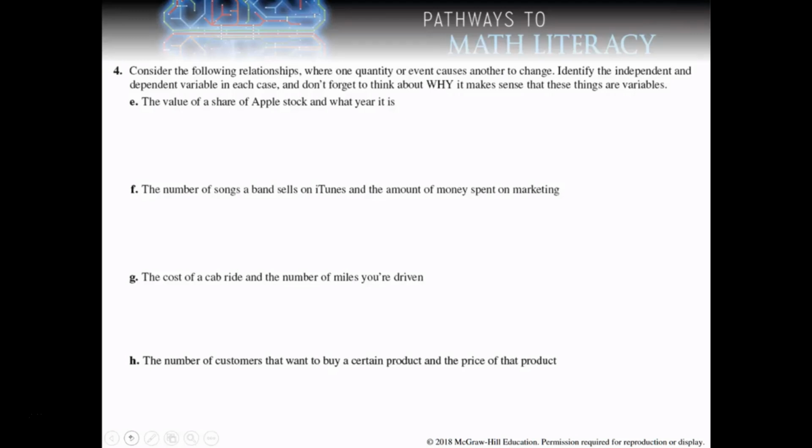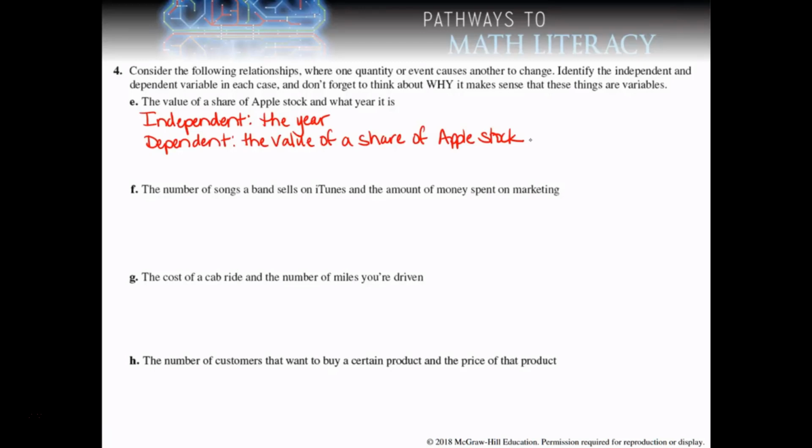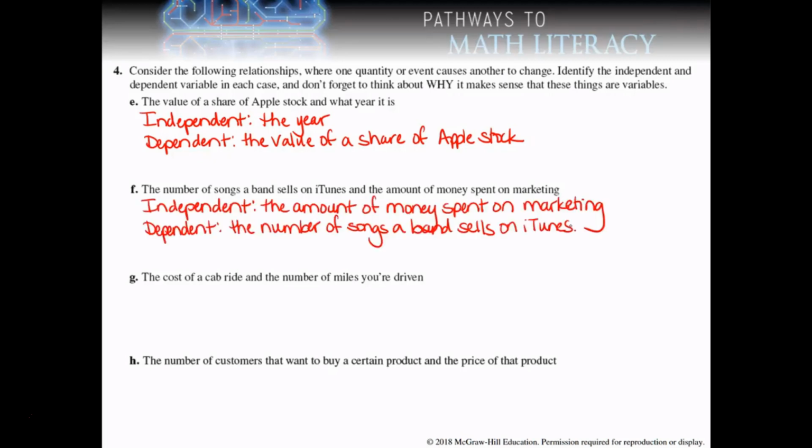In F, the number of songs a band sells on iTunes and the amount of money spent on marketing. Well, sales often change in response to marketing expenditures. So the number of songs would be the dependent and the amount spent on marketing would be the independent. In G, the cost of a cab ride and the number of miles that you are driven. Well, the cost of the cab ride depends on how many miles you ride in that cab for. So the cost is the dependent variable and the number of miles is the independent variable.